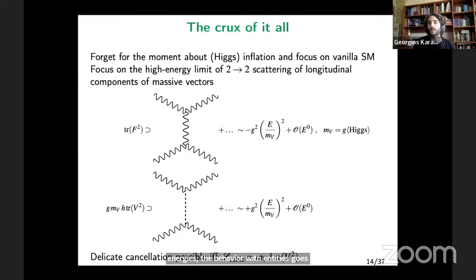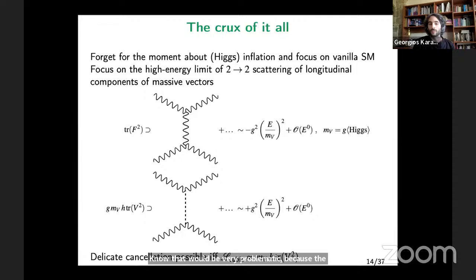Here, for the sake of being complete, I wrote explicitly the amplitude, and it involves the gauge coupling g and also the mass of the gauge boson, which, conventionally, when we study this process on top of the electroweak vacuum, is given by the gauge coupling times the electroweak expectation value of the Higgs field. Now, that would be very problematic because the amplitude diverges.